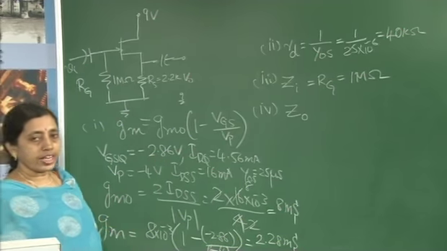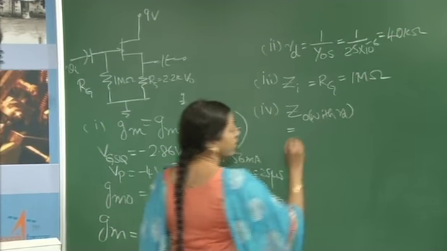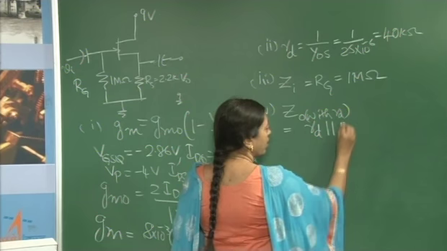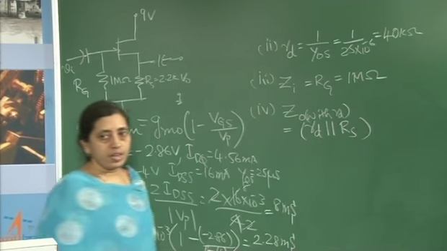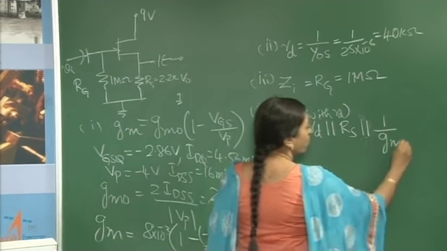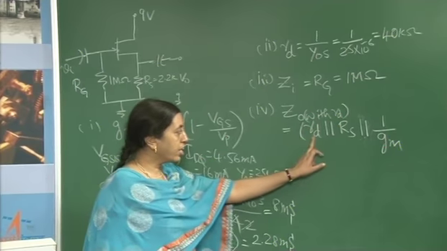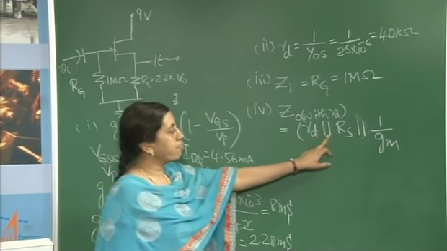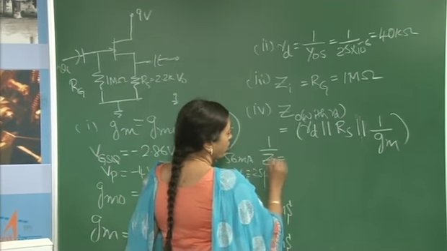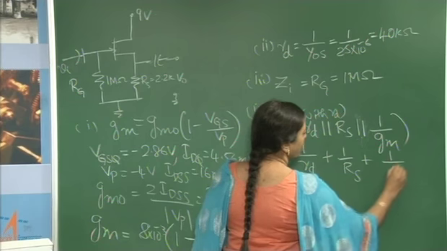By considering rd, that is with rd, we had derived the expression to be rd parallel Rs, which in turn is in parallel with 1 by gm. So, in the previous lecture, we had derived this expression. By considering rd, we find that Zo is given to be rd parallel with Rs parallel with 1 by gm. That is, 1 by Zo will be equal to 1 by rd plus 1 by Rs plus gm.